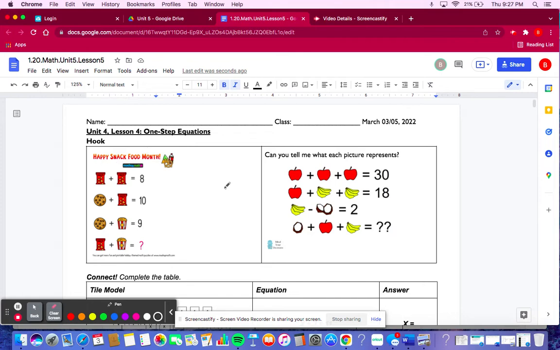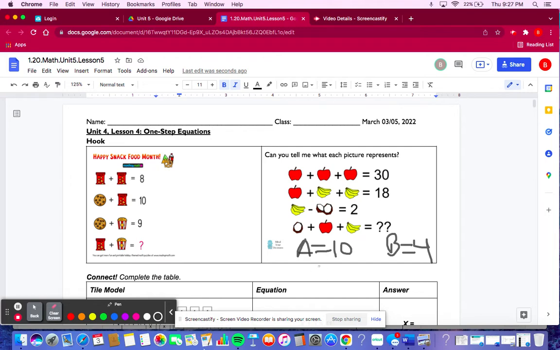I want you to pause the video real quick and check the second one. So pause real quick, answer the questions, and then push play again to get the answers. So your answer should have been the apple. I'm going to use the variable a to represent the apple is 10. The bananas are worth 4.